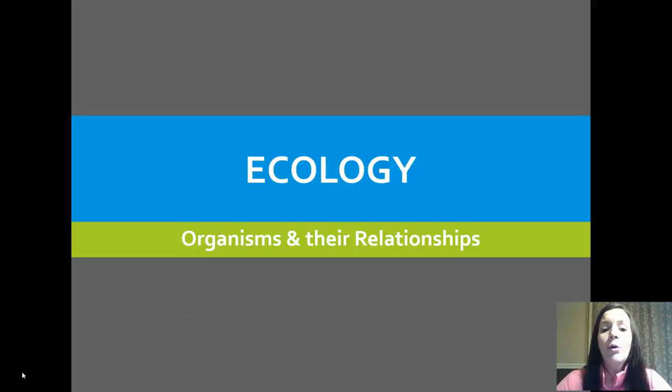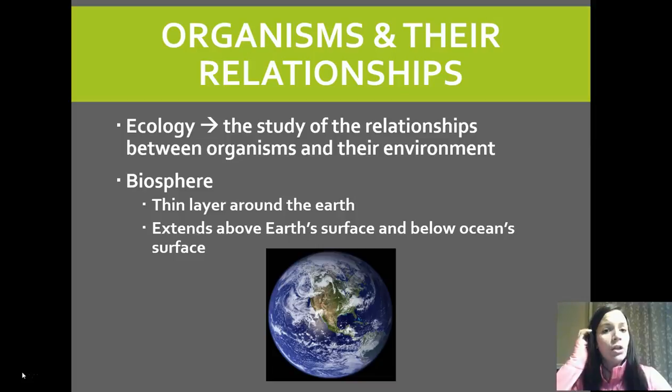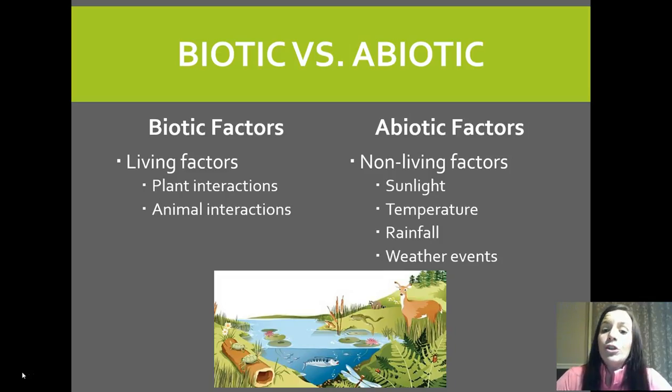So now we're going to get into organisms and their relationships. First of all, you need to understand that the term ecology is the study of the relationships between organisms and their environment. The largest part of this is the biosphere. This is the thin layer around the Earth, and it extends above the Earth's surface and below the ocean surface. There's 2 types of factors that we look at when we look at an ecosystem. We're looking at biotic or living factors and abiotic or non-living factors.